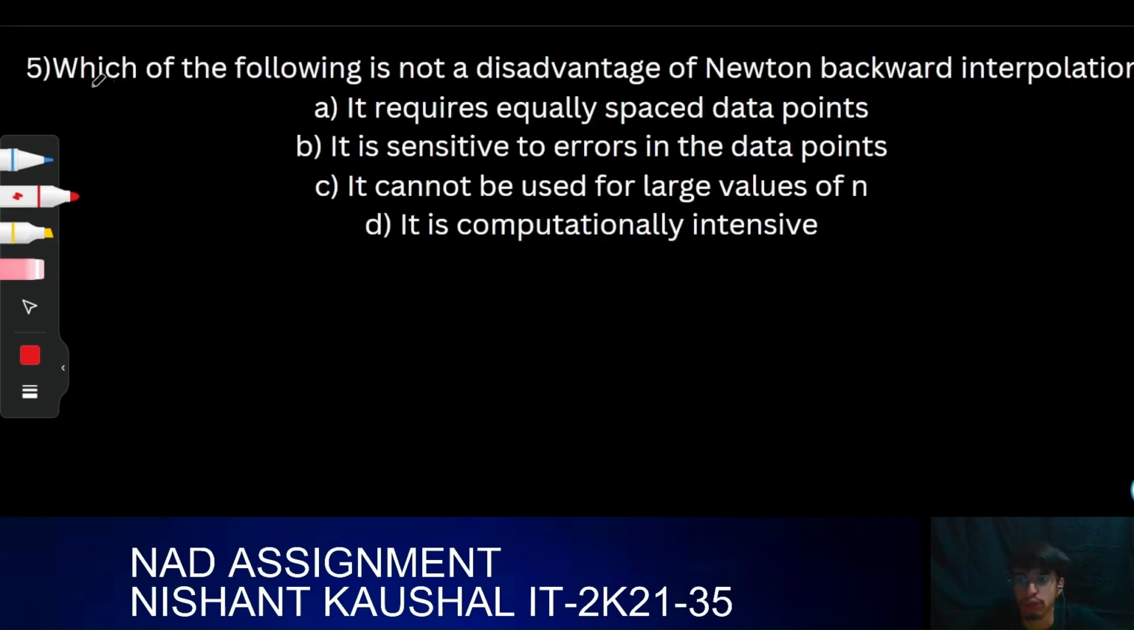Let us proceed to question number 5. Question number 5 says, which of the following is not a disadvantage of Newton backward interpolation? Option A, it requires equally spaced data points. It is a disadvantage. It is sensitive to errors in the data points. It is also a disadvantage, and we have to find which is not a disadvantage. It cannot be used for large values of n. It is also one disadvantage of Newton backward interpolation. So the answer should be D, it is computationally intensive.